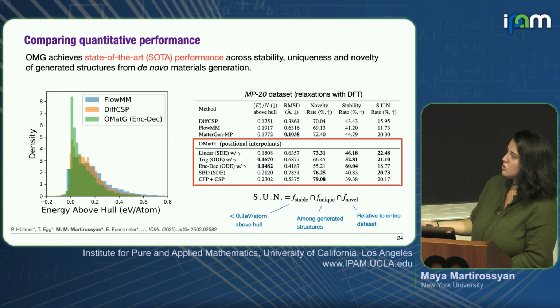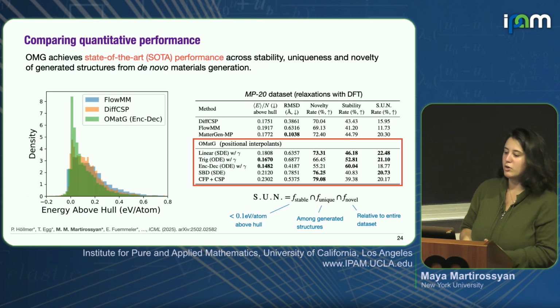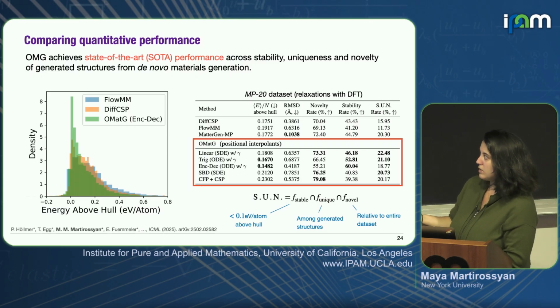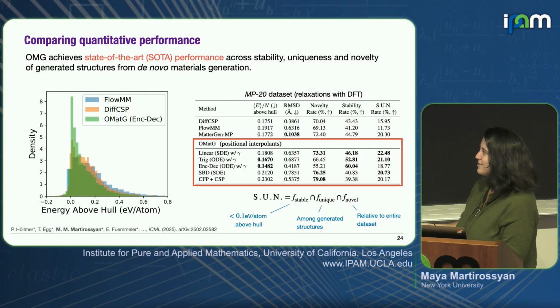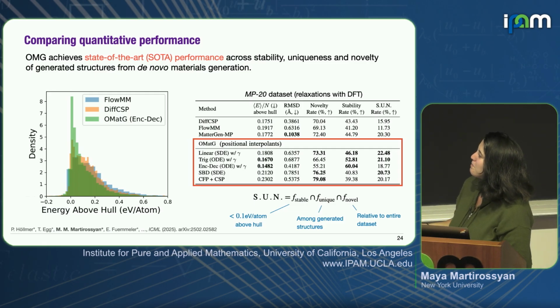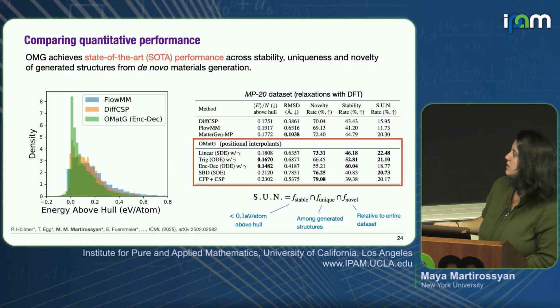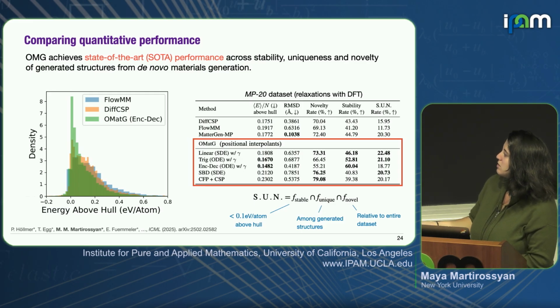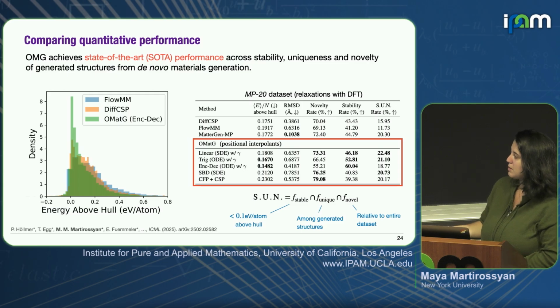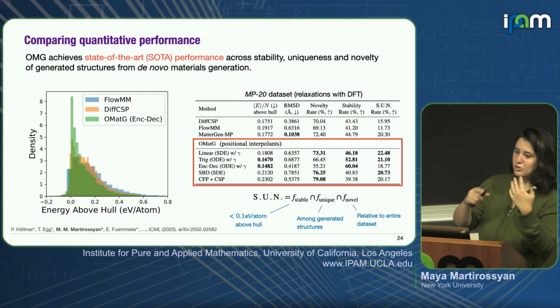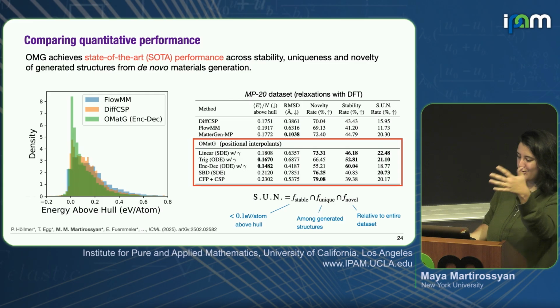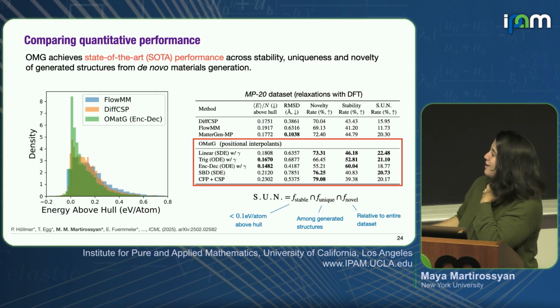And then finally, to show you our results for the de novo generation, we achieve, at least at the time, state-of-the-art performance with our model, and I think this is partially owed to the flexibility of it. And just to quickly touch on SUN scores, I mentioned it's basically the intersection of all the stable structures, the novel structures, and the unique structures.